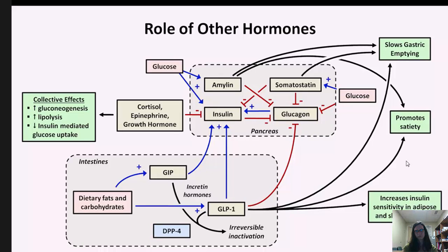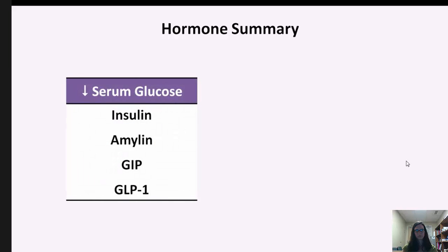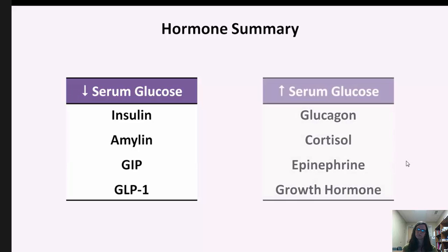You should not try to commit this diagram to memory because it can be summarized without too much loss of information. Hormones whose net effect is to decrease serum glucose are insulin, amylin, GIP, and GLP-1, and hormones whose net effect is to increase serum glucose are glucagon, cortisol, epinephrine, and growth hormone.